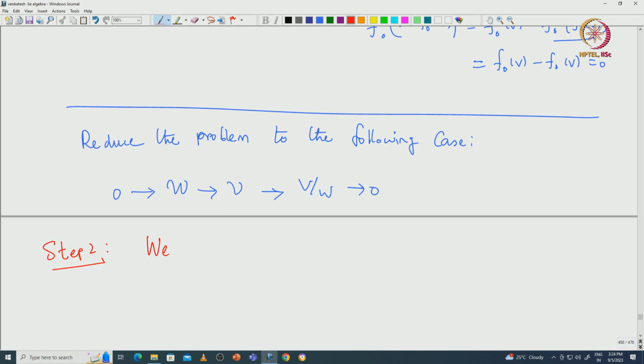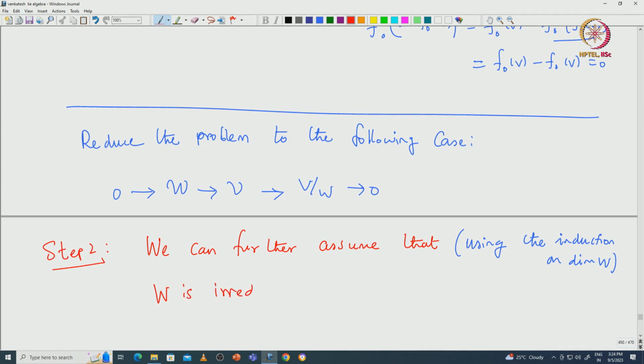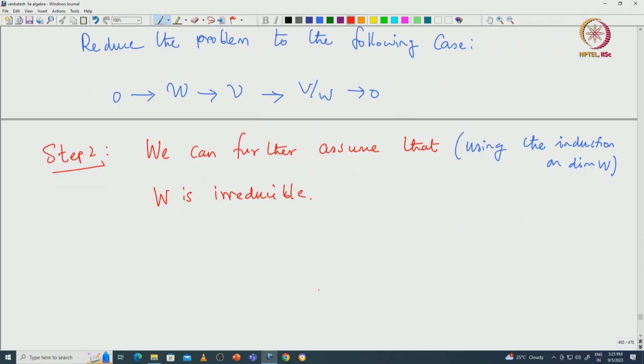Okay. So, we can further assume, using induction on the dimension of W, that W is indeed irreducible. So, this is the second reduction that we want to do. So, let us assume W is not irreducible and then see how one can reduce this problem. Let us say W dash is a proper sub representation of W, a G sub representation or submodule.